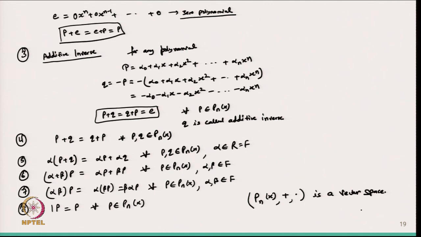So, now we stop here. Today we have discussed two main examples of vector spaces, V n and the set of all the polynomials of degree less than or equal to n, and we have shown how we can check whether a set is a vector space or not.